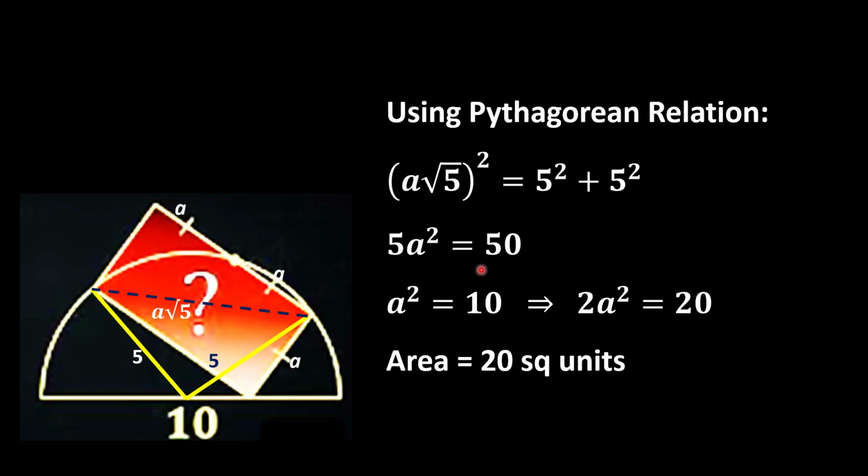So 5a square is 50, a square is 10, 2a square is 20, and the area is 20 because the length is 2a and the width is a. So 2a into a will be 2a square. Since a square equals 10, 2a square equals 20. So the required area is 20 square units. All it required was drawing 3 lines, 2 radii and 1 diagonal, and it became so easy to calculate the area, 20 square units.